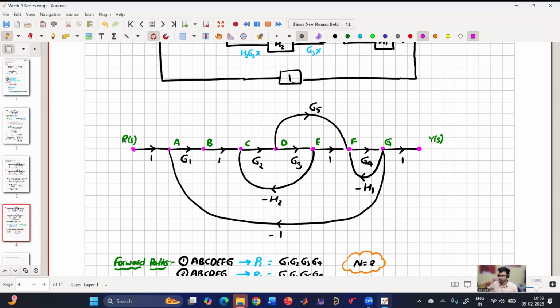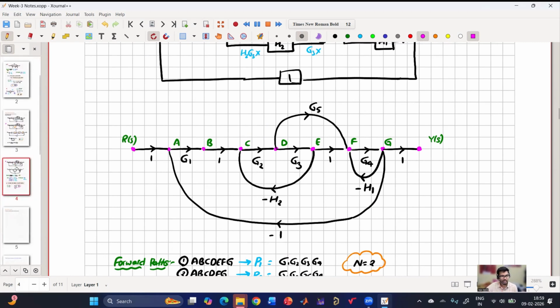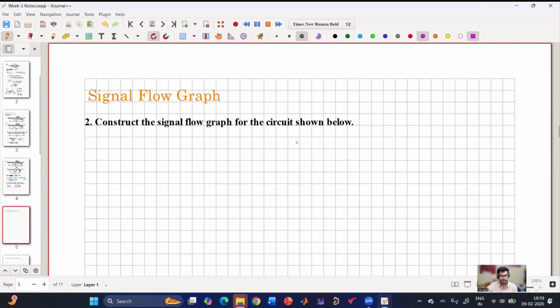Okay, so once this is clear, let us solve one problem. What I'm asking is: construct the signal flow graph for the circuit shown below. The circuit I will draw. I will consider one RLC circuit.